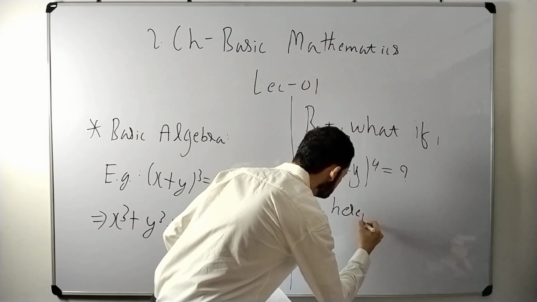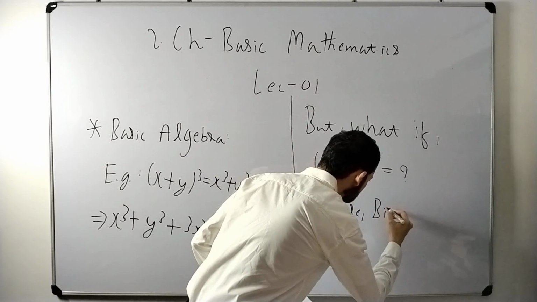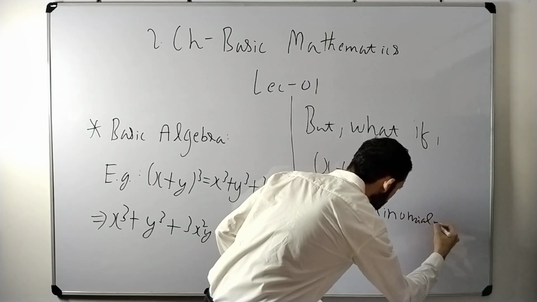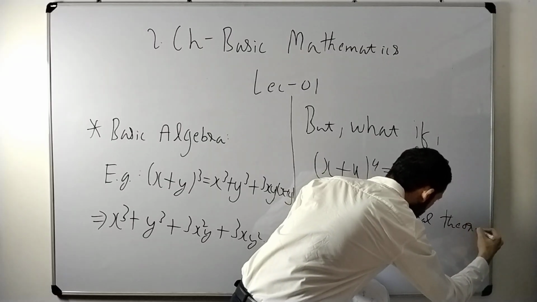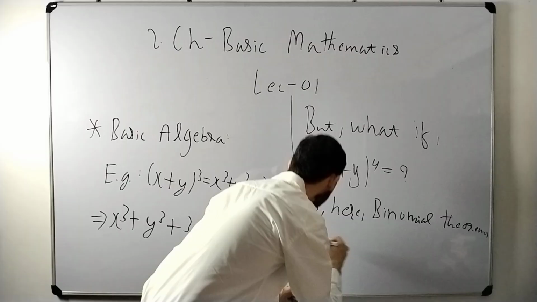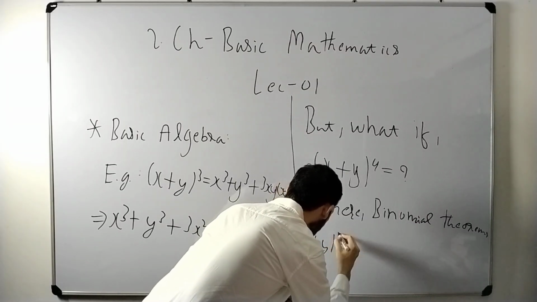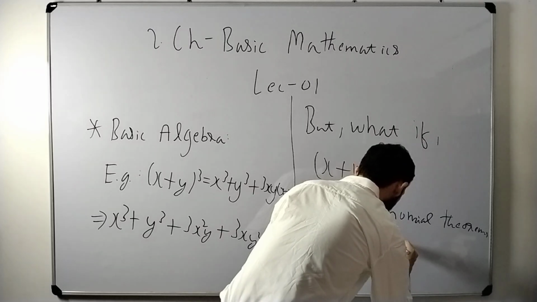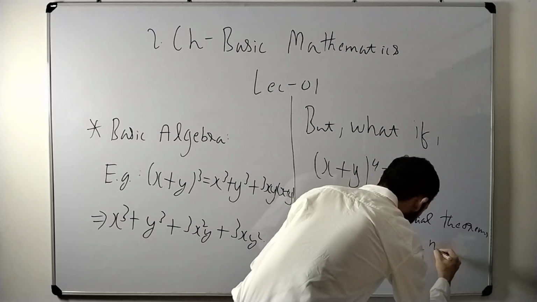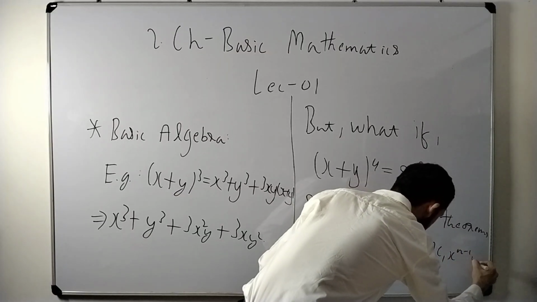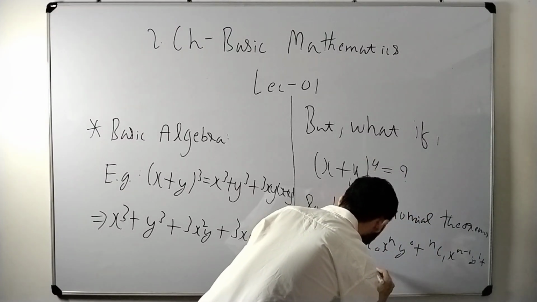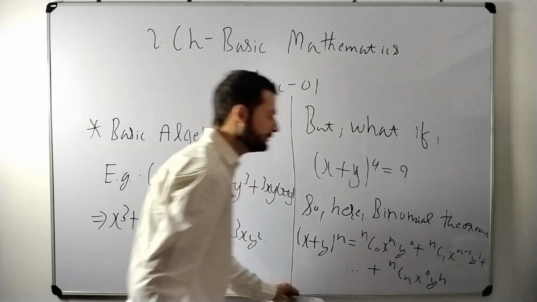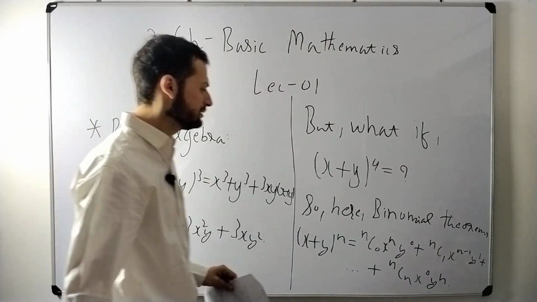So here the binomial theorem states that (x plus y) to the n is such that nC0 x^n y^0 plus nC1 x^(n minus 1) y^1, and this goes till nCn x^0 y^n. Okay students, so this is the basic thing.